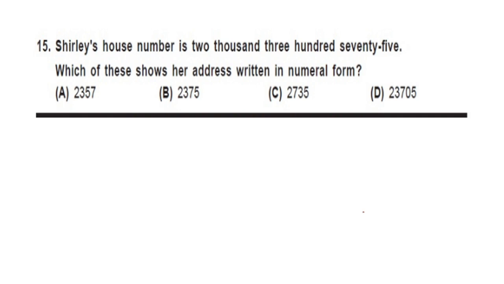Next question. Shirley's house is 2375. Which of these shows her address written in numeral form? Is it A, 2357? Is it B, 2375? Is it C, 2735? Or D, 23705? Time starts now.